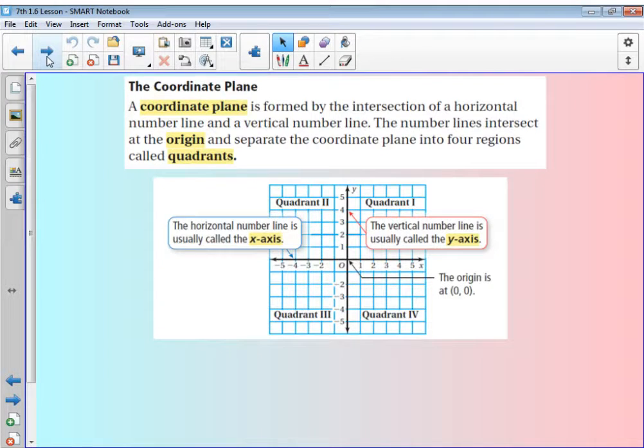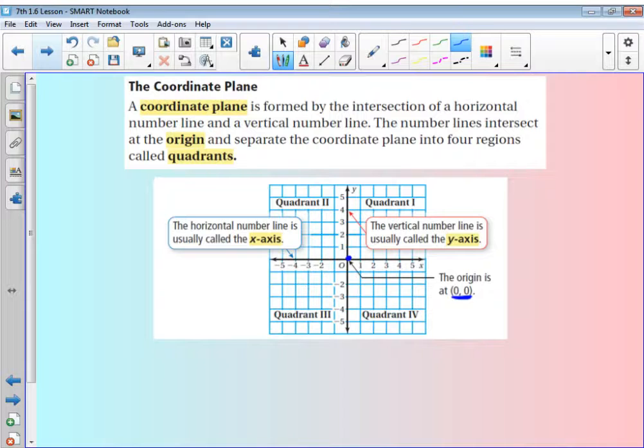Something that I want to point out is this part right here is your origin. And lots of times you may have questions that talk about the origin, and they don't list it as (0, 0). You just have to understand that when they talk about the origin, where you originate, it is (0, 0). So it's that very middle intersecting part.